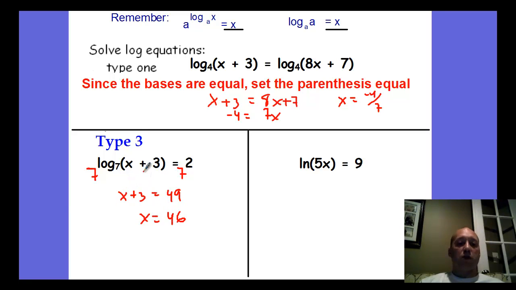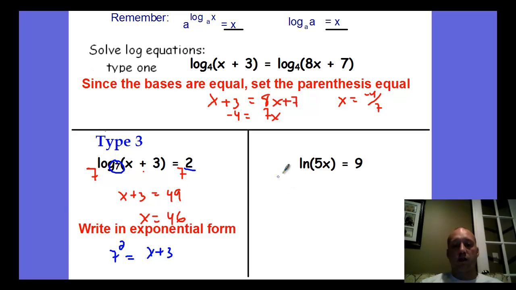The other option here is to actually put it into exponential form. That's another method of doing this problem. And to do that, our base is 7, so 7 squared equals x plus 3. And then I can solve it the same way. 49 minus 3, I'm still at 46. I tend to teach students using the inverse. I want you to become familiar with that and accustomed to that. Putting it in the opposite form, exponential log, is another technique that will help you out though.